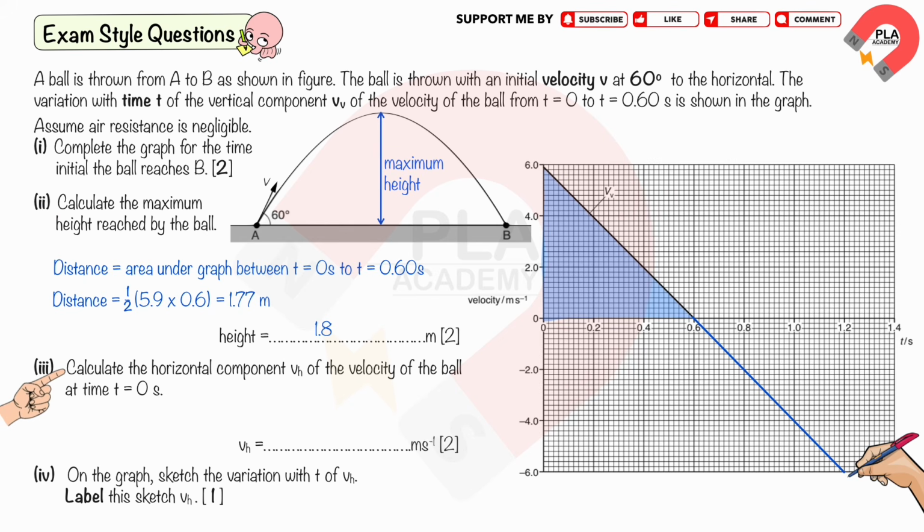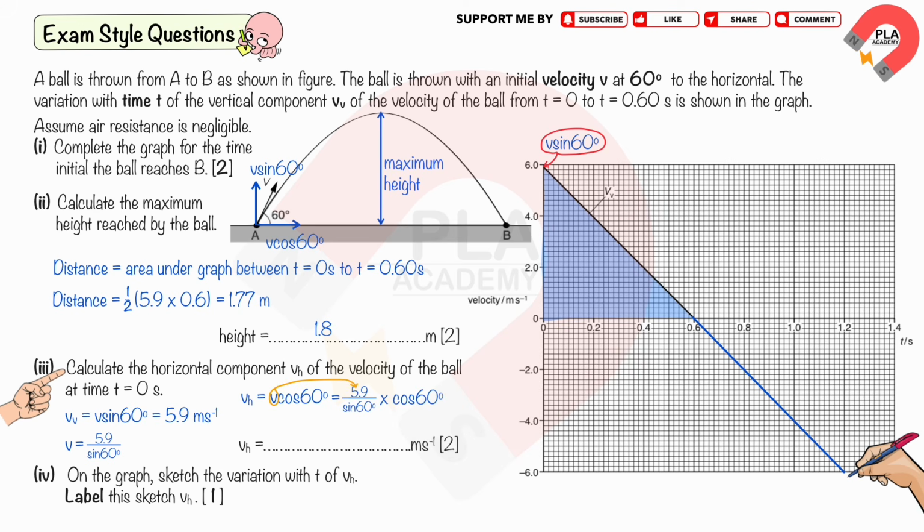3. Calculate the horizontal component of the velocity of the ball at time t equals 0 seconds. We break down the initial velocity v. At t equals 0 seconds, the initial horizontal velocity is v cos 60 and the initial vertical velocity is v sine 60. In the graph, the initial vertical velocity is 5.9 meters per second. So, v sine 60 equals 5.9, and we solve for v like this. We substitute v in the initial horizontal velocity like this. So we get the initial horizontal velocity is 3.4 meters per second for two significant figures.